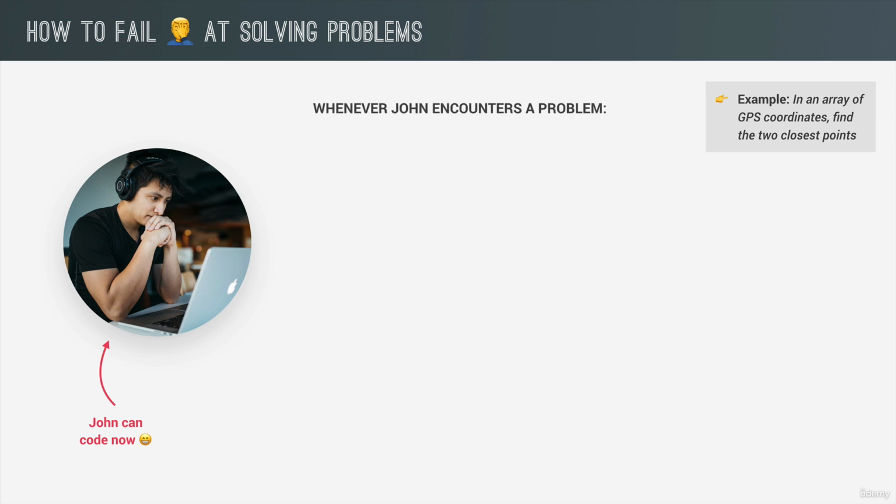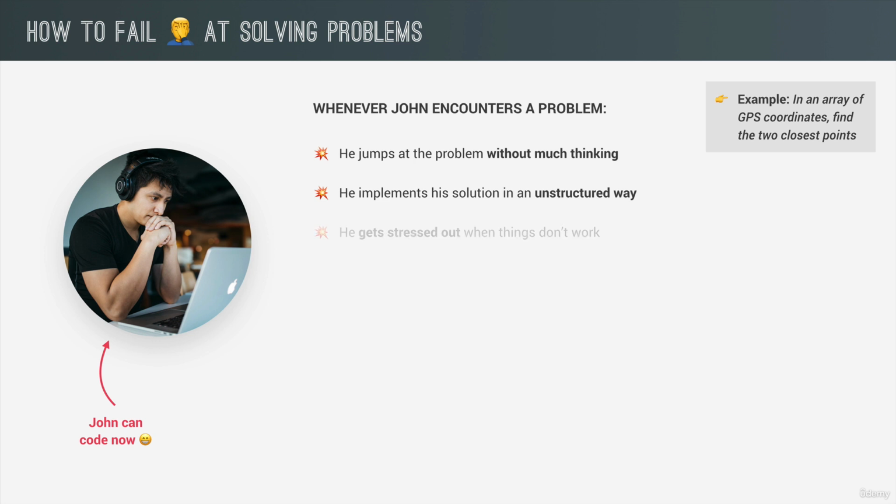Anyway, whenever John encounters a problem that he needs to solve, he usually just jumps at the problem without much thinking. He also implements his solutions in an unstructured way without much of a logical approach. This makes him stressed out when things don't work right away. Another problem that John has is that he is too proud to research when he doesn't know how to come up with his own solution. So all of this is not effective at all. It makes John waste a lot of time.